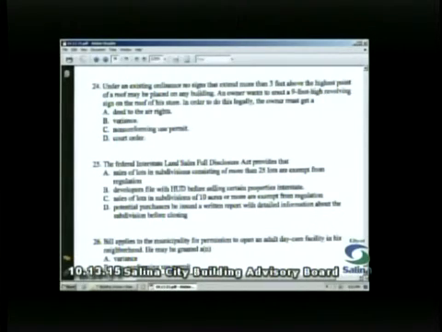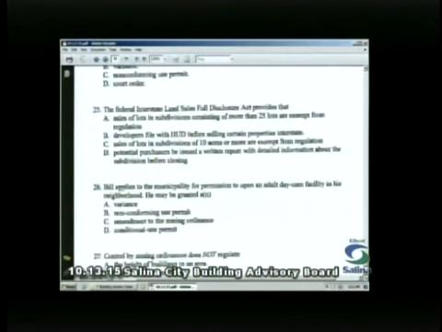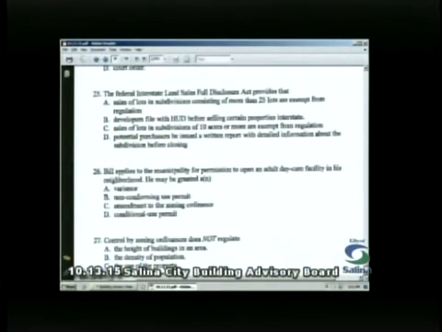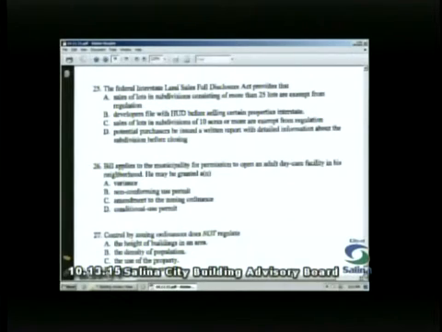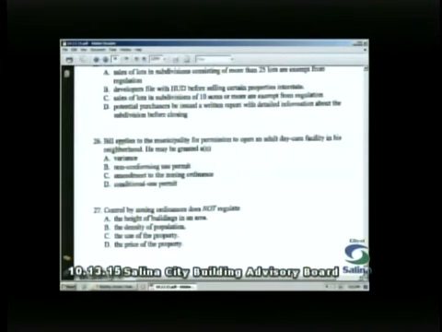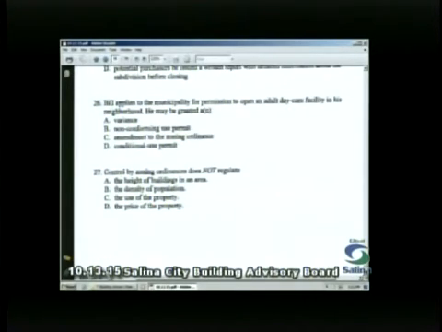The Federal Interstate Land Sales Full Disclosure Act provides that... B is the correct answer on this one. Bill applies to the municipality for permission to open an adult daycare facility in his neighborhood. He may be granted a what? He would be granted a D, conditional use permit.